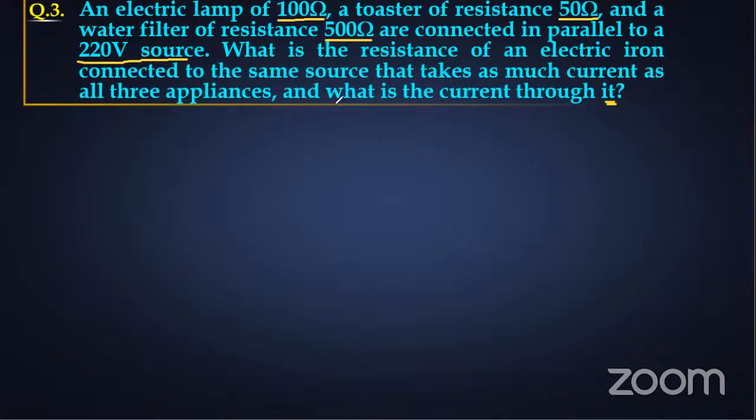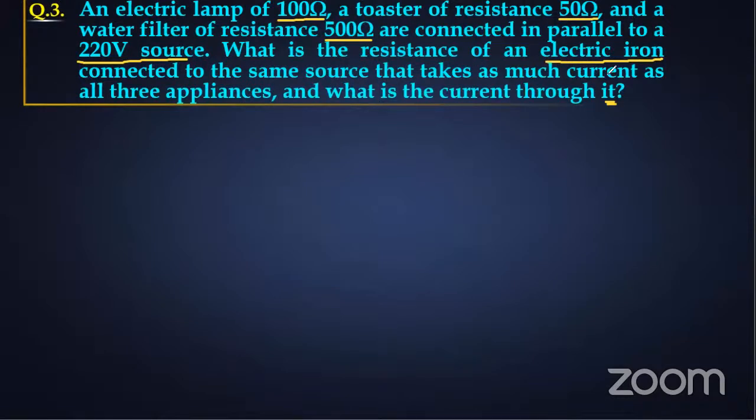See, a simple question here. An electric lamp is there of how many ohms? 100 ohms. And a toaster is also there, how many ohms? 50 ohms. And a water filter of resistance how many ohms? 500 ohms. All are connected in parallel. Is it right? Then what we have to do here is find the equivalent resistance of these three. That is also equal to the resistance of that electric iron connected to the same source.